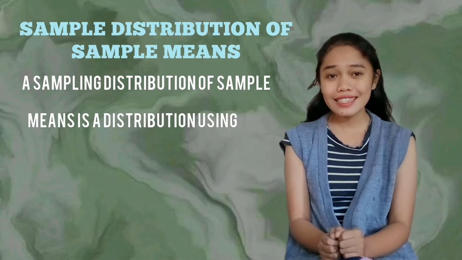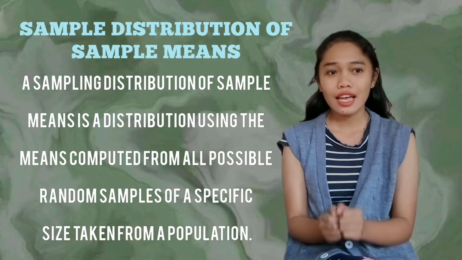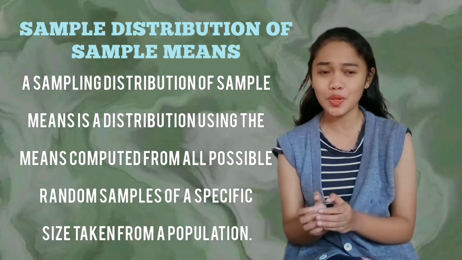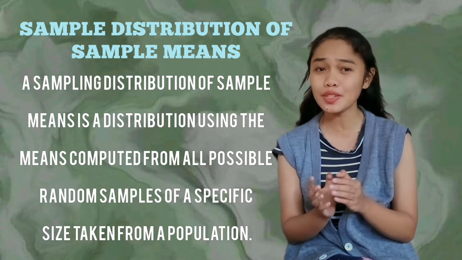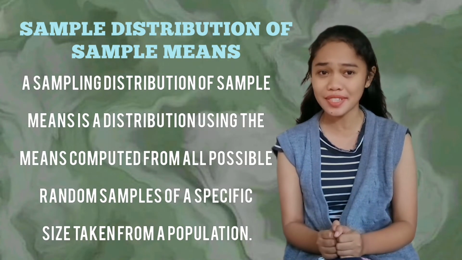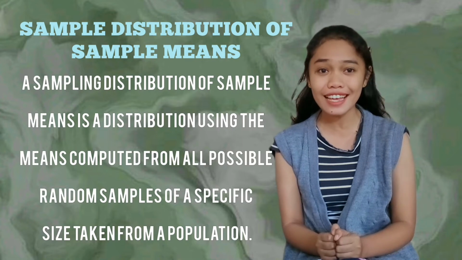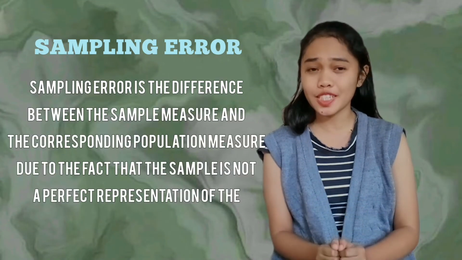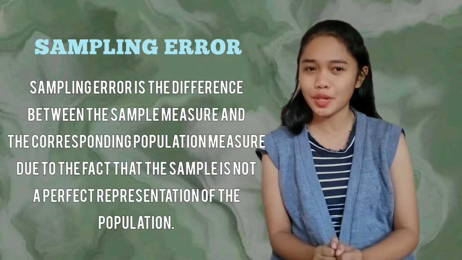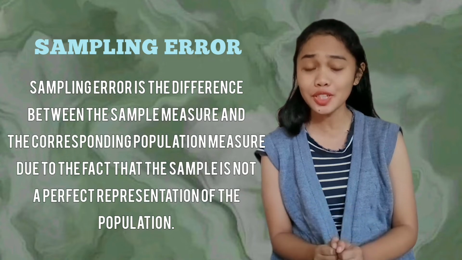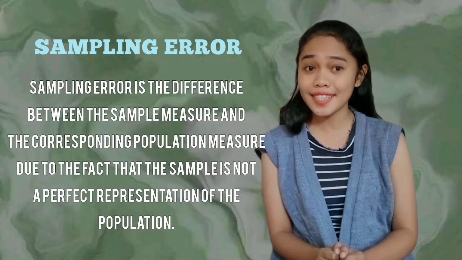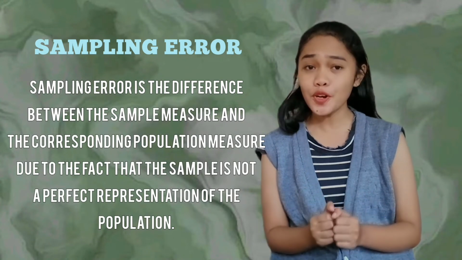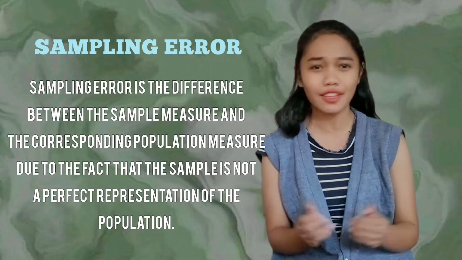First, a sampling distribution of sample means is a distribution using the means computed from all possible random samples of a specific size taken from a population. Sampling error is the difference between the sample measure and the corresponding population measure due to the fact that the sample is not a perfect representation of the population.